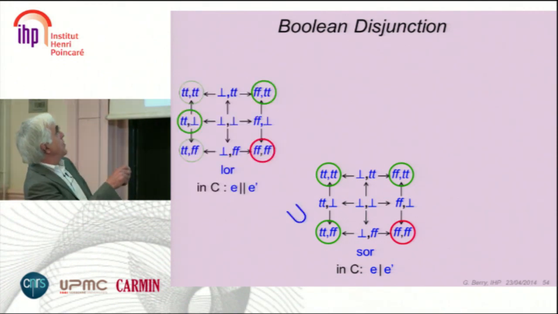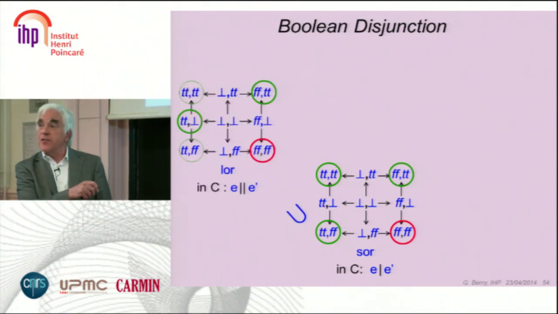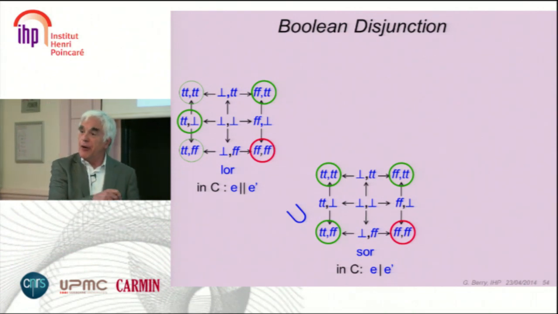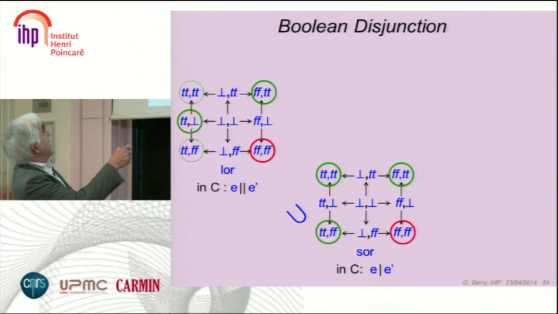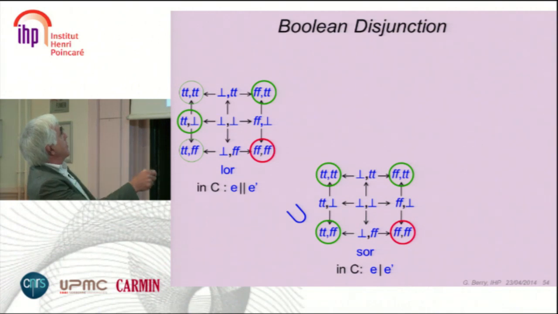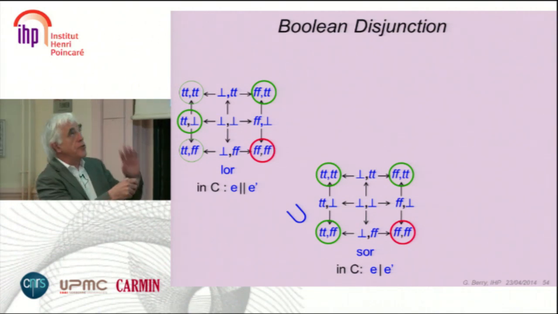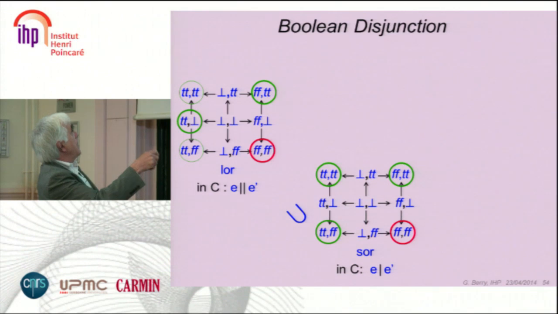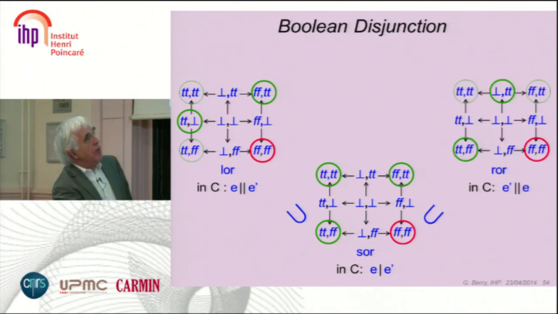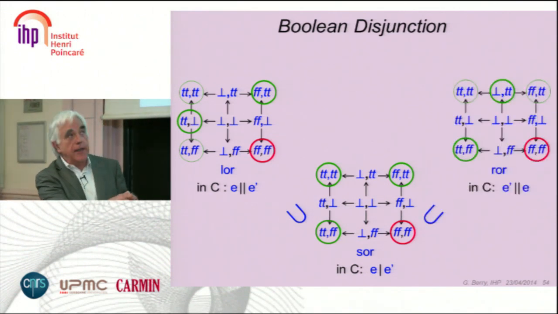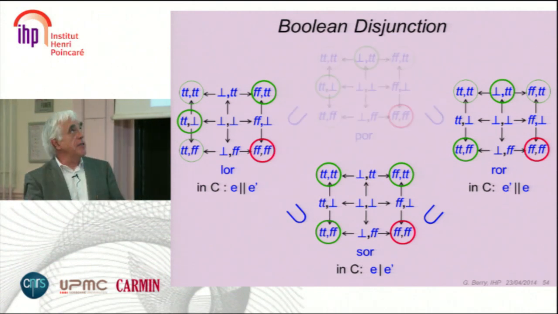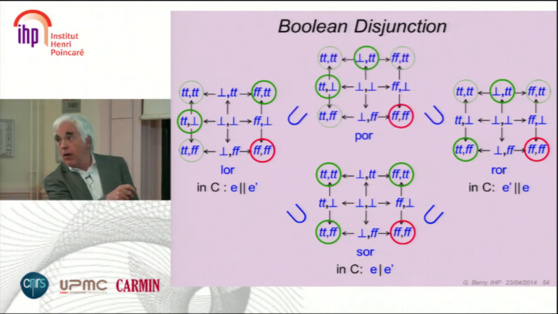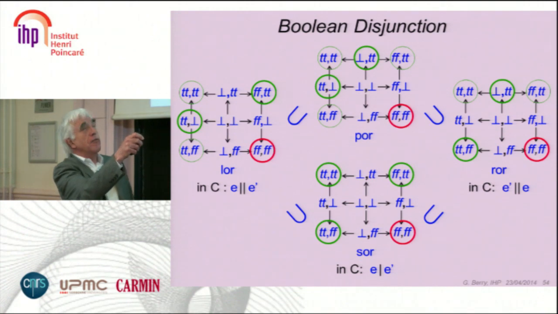You have another one, which is E bar bar E prime, which is not E parallel E prime, but E left or E prime, which means that if E is true, then you don't care about E prime, even if E prime loops. No problem. And you have this one, which is very nice. And then you have the converse one, of course, symmetrically. And in Scott semantics, you have the parallel OR, which is true as soon as one of the two is true.